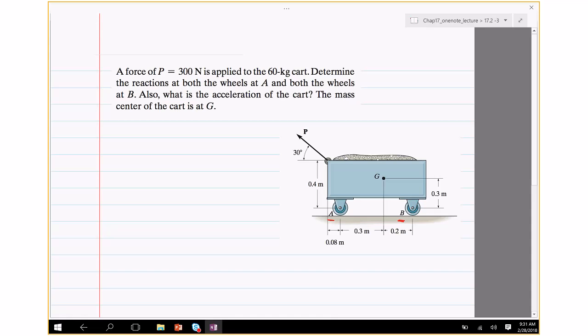Okay, reactions at both wheels and the acceleration of the cart. The mass center of the cart is at G. So we are asked to find NA, NB, and acceleration, very similar to the previous problem, right? We're asked the same three things. The only difference perhaps is the fact that the force is not acting horizontally, but it's acting at an angle.